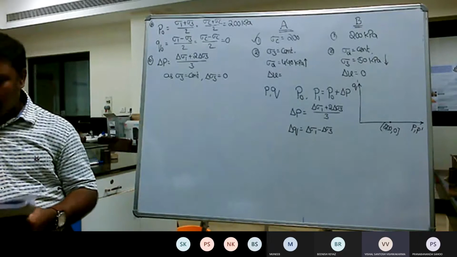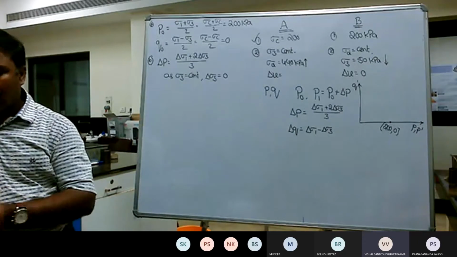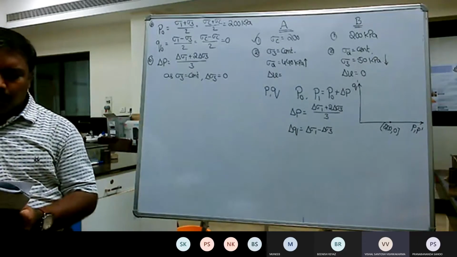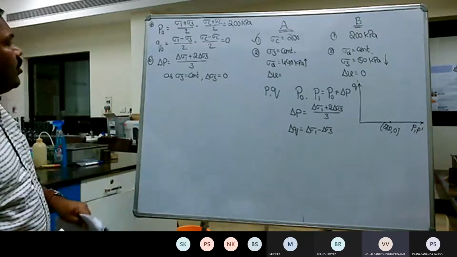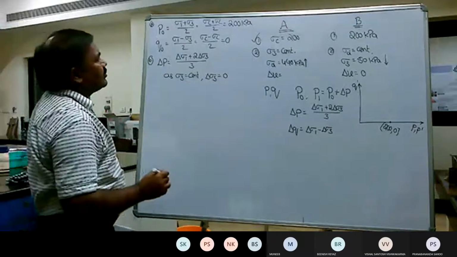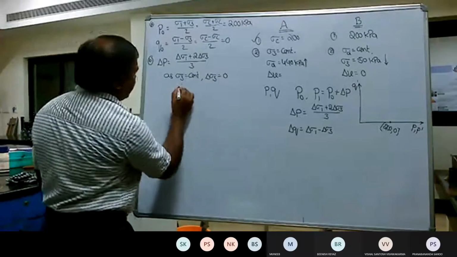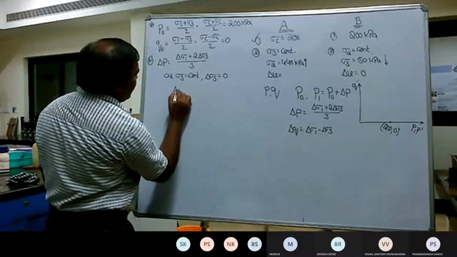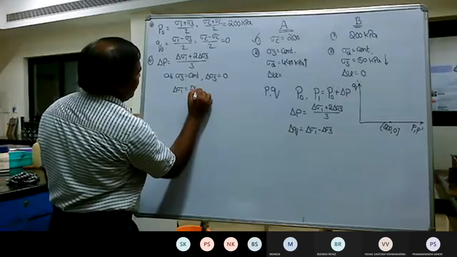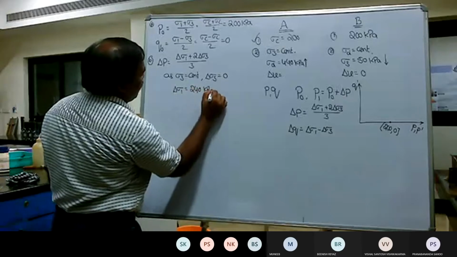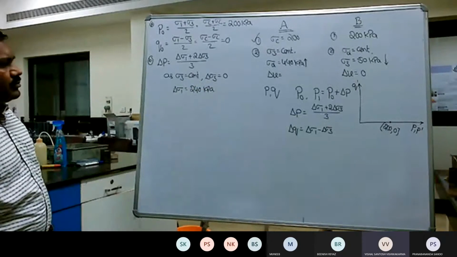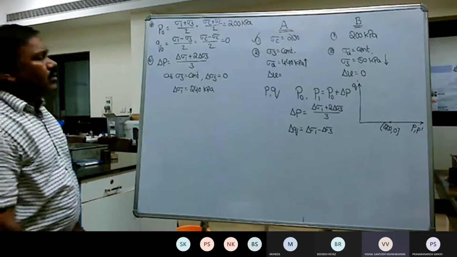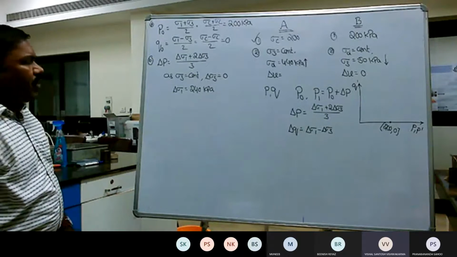Sir, delta sigma 1 is 240 kilopascal. Okay, 240 kilopascal. Delta sigma 1 is 240 kilopascal. Sir, that's why I have told you, here sigma 1 is 440 kilopascal because it is increased to 440. It is not increased by 440.